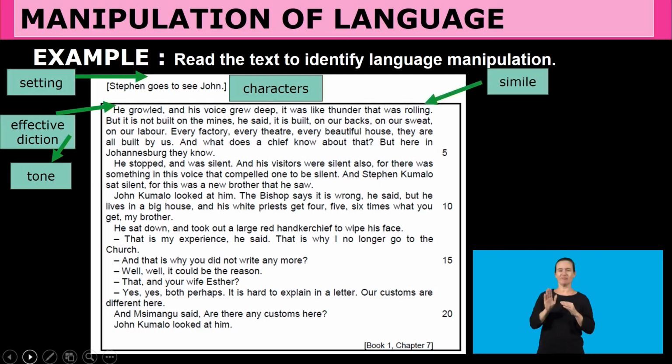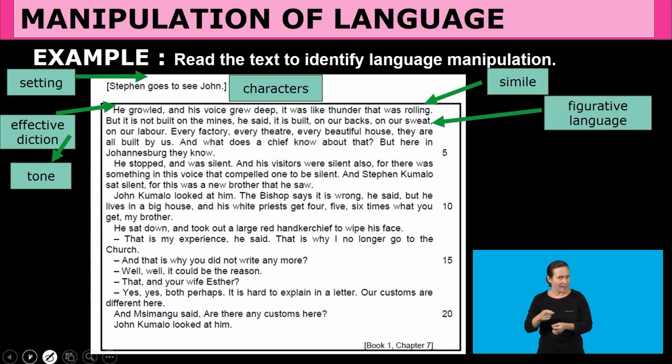Remember, we've taken a text from the novel and we're breaking it down. Look at the simile, "it was like thunder that was rolling". So already there's a vivid image created in your head about what we're expecting. Look at the figurative language. He said, "it is built on our backs, on our sweat, on our labor." The language is used figuratively there so that it leaves an impact with the reader.